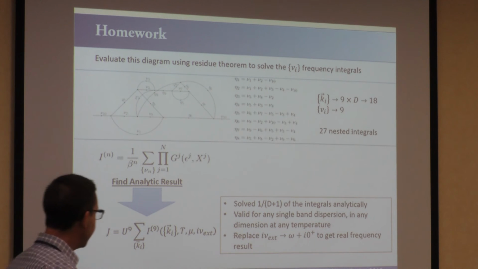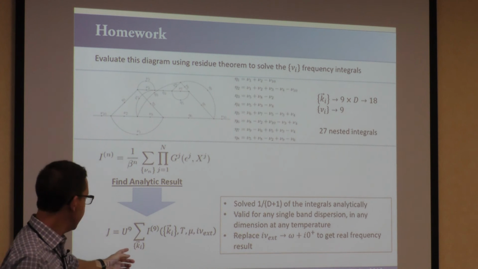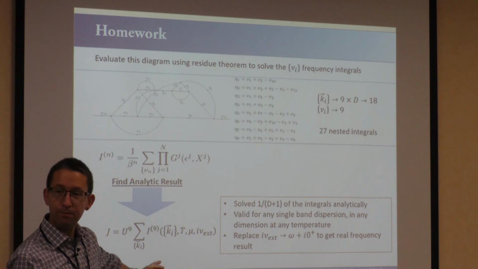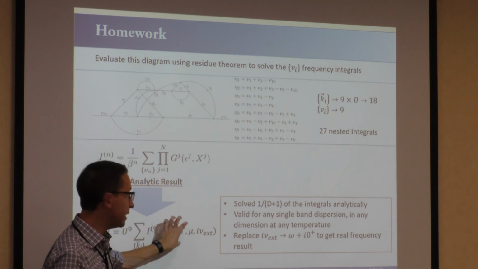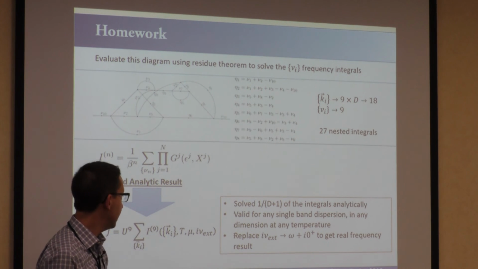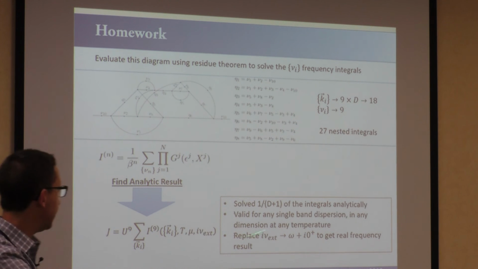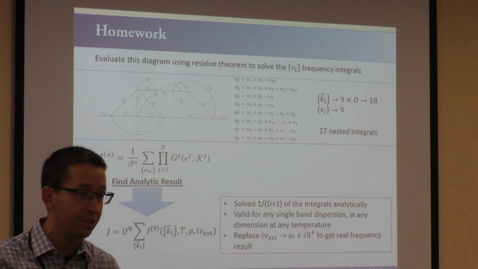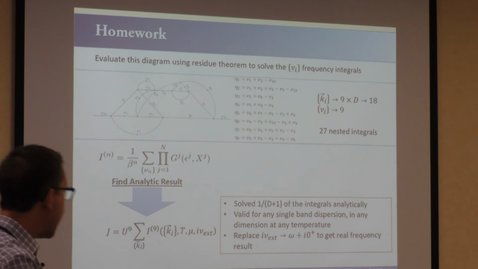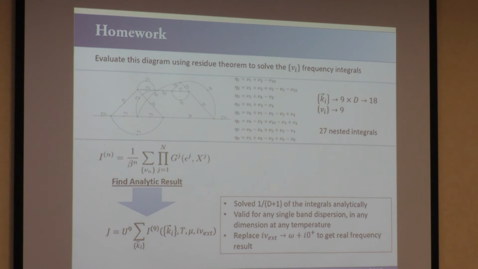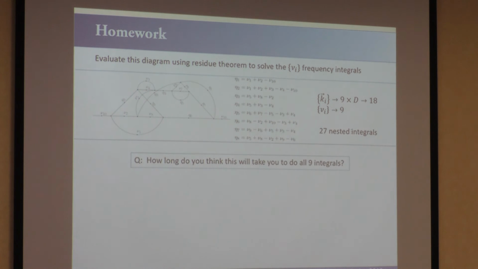So the idea would be at the end, you would have a term that looks like u to the 9 times some summation over all of the internal k vectors times some really complicated equation that is a function of all of those variables. And when you've done that, you've again solved it in 1 over d plus 1 fraction of the integrals. It's valid for any single band dispersion in any dimensionality. And you can trivially analytically continue it. There's a more subtle point, which is you can evaluate it to machine precision. So when I say exact, I mean arbitrarily exact to whatever your computer's machine precision is.